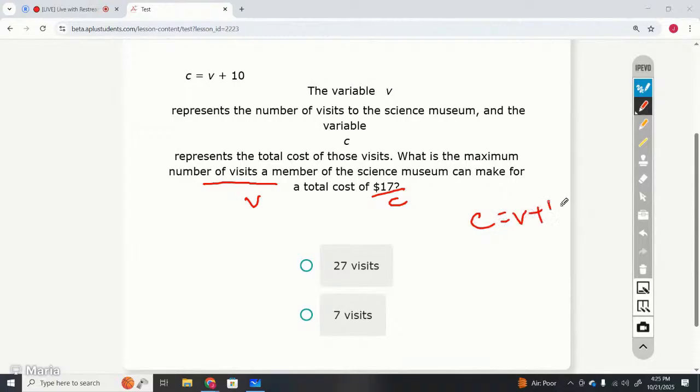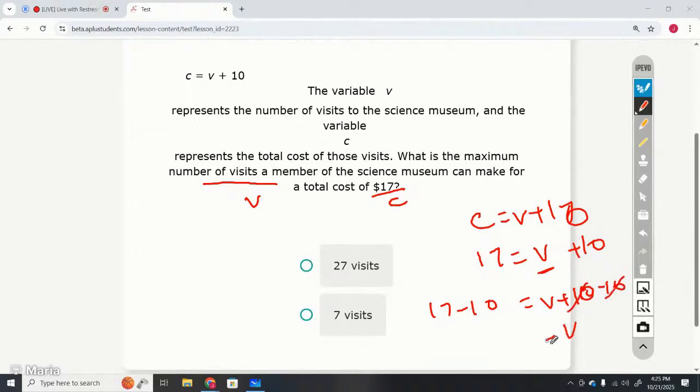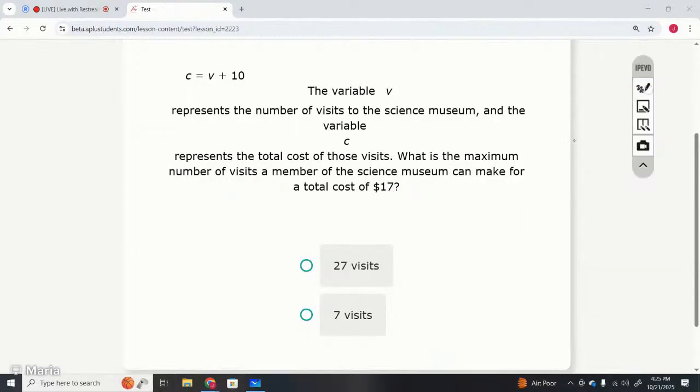C equals V plus 10. C is for cost, that is 17 equals V plus 10. We need to calculate the value of V. So subtract 10 from both sides. 10 and 10 cancel out, V equals 7 visits. So that means if the cost is $17, the total visits are 7. The correct option is 7. Option number 2 is the correct option.